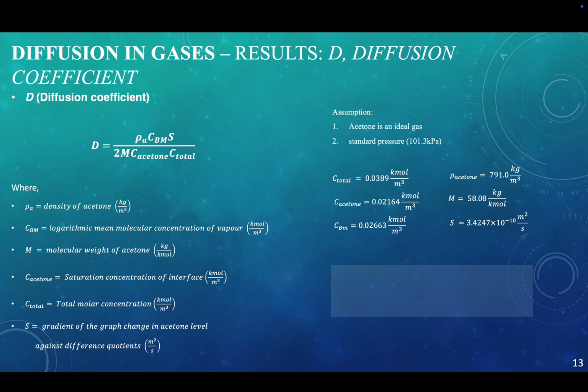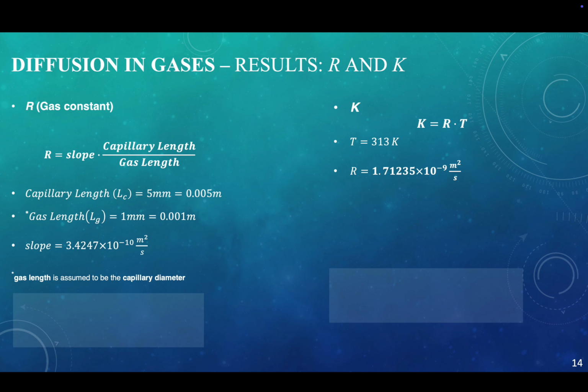We calculated the diffusion coefficient D using the provided formula incorporating the physical properties of acetone and the slope from the graph. Assumptions include acetone as an ideal gas under standard pressure. The result reflects the diffusion rate in the system. Using the slope obtained from the graph, we calculated R, which was then used to calculate K. These constants help quantify the diffusion behavior observed in the system.